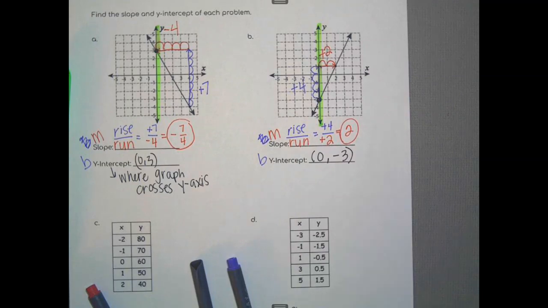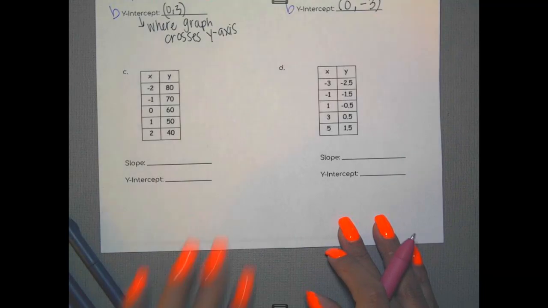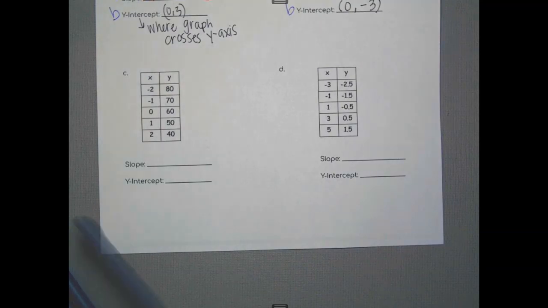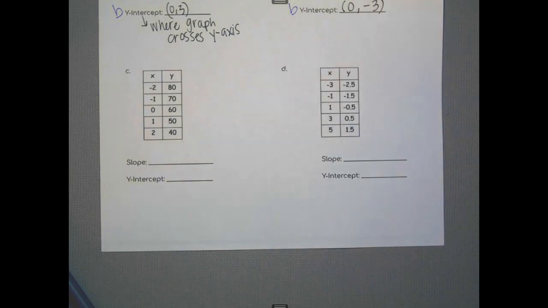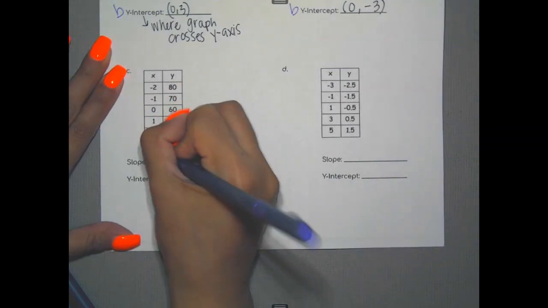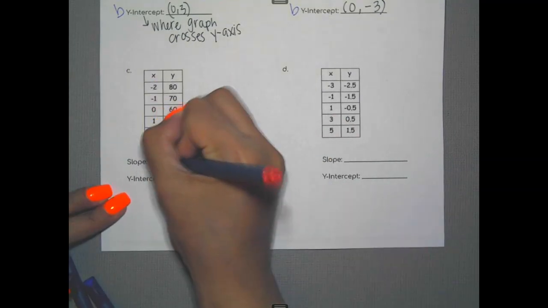So now that we've found slope and y-intercept from a graph, we're going to go ahead and find slope and y-intercept from a table. Okay, now it is a little different when we have a table because for slope, we can't just count our rise and our run because I can't sit here and graph out all the way to 80. Okay, so when we have a table, we need to do our change in y, and that little triangle means change in, over our change in x.